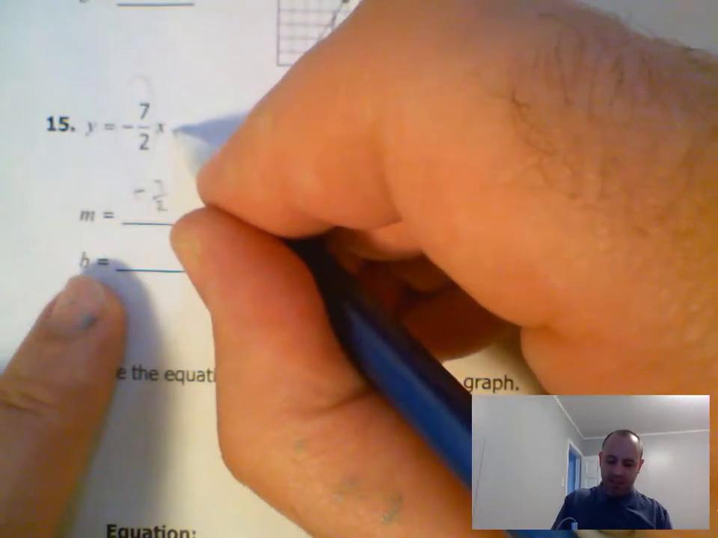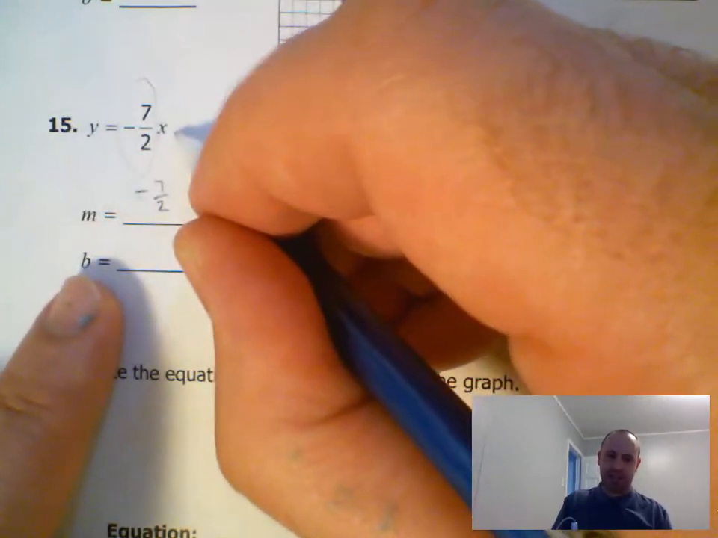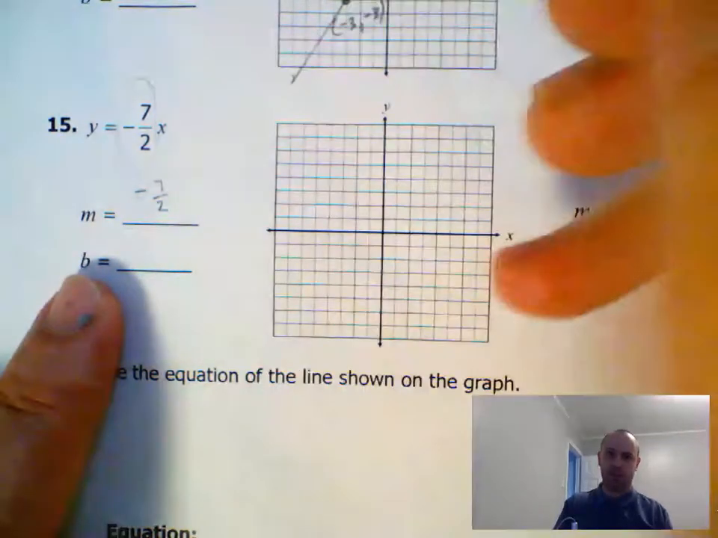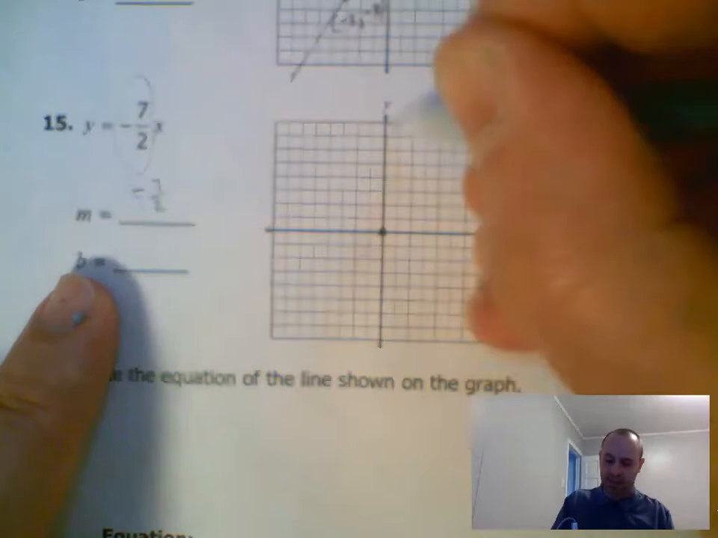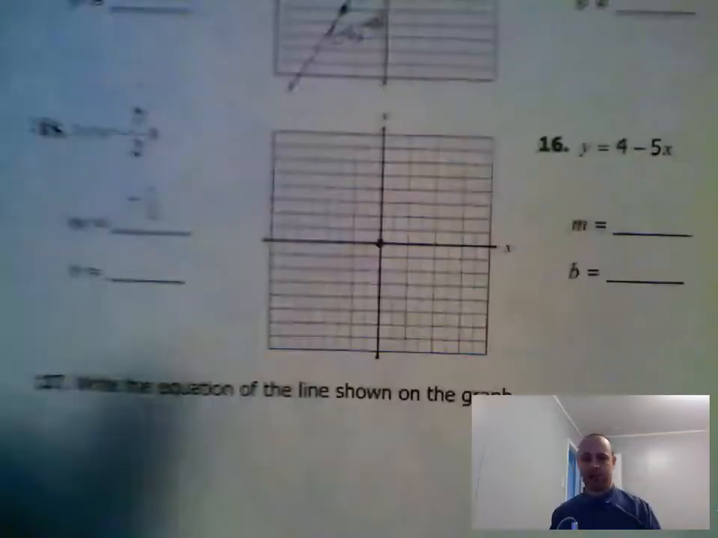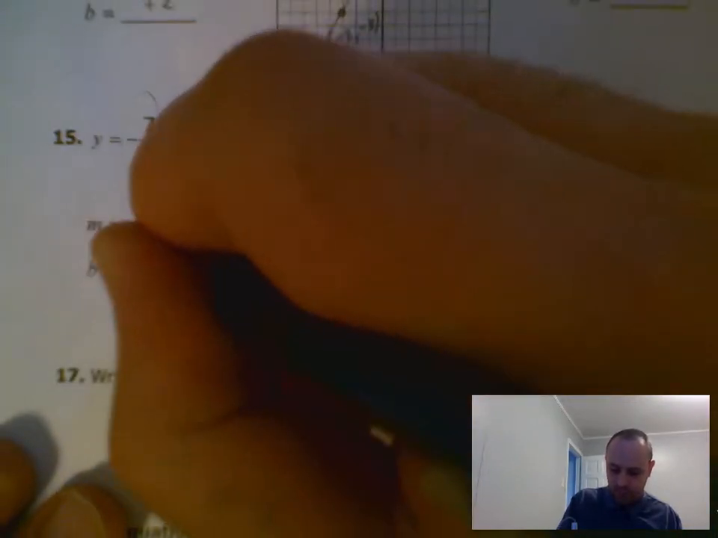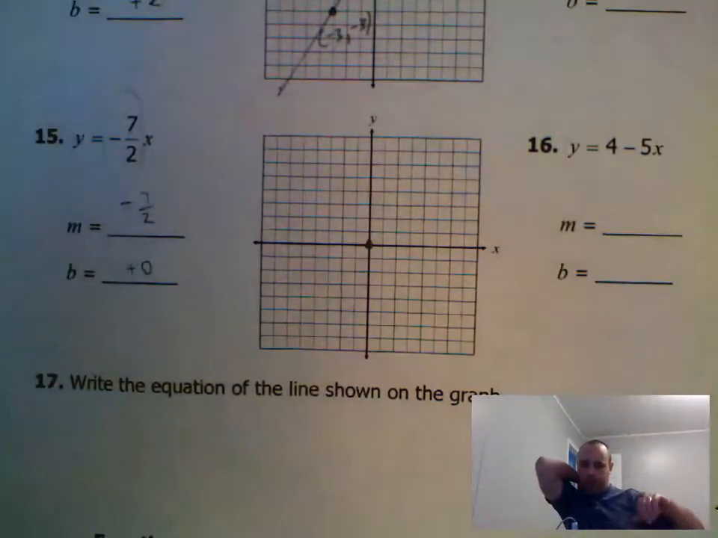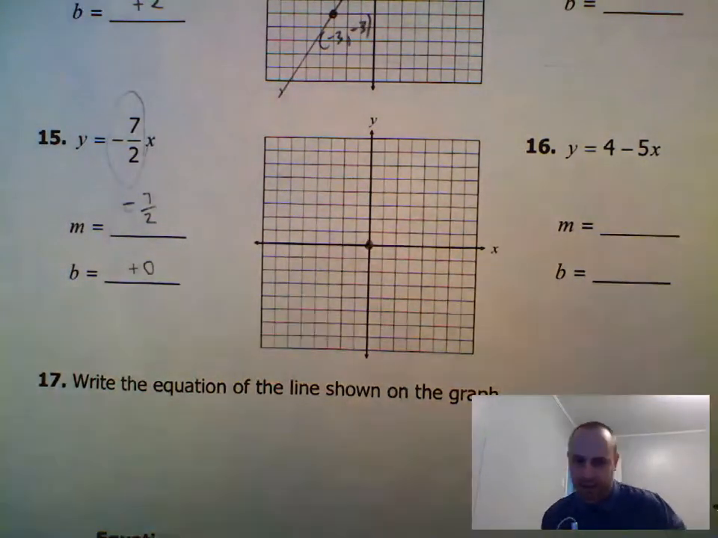Since there's nothing here, there's no +1 or +2 or -1. It's almost like saying +0 or -0. So that means the line's going to cross at 0 up and down, right at the origin. All right. So for b, you can put +0 or 0, or if you leave it blank, that's okay.